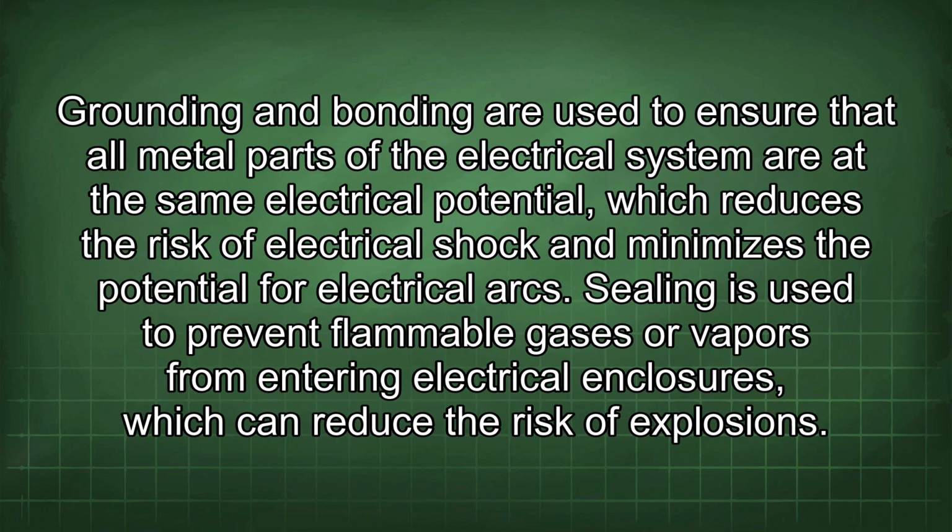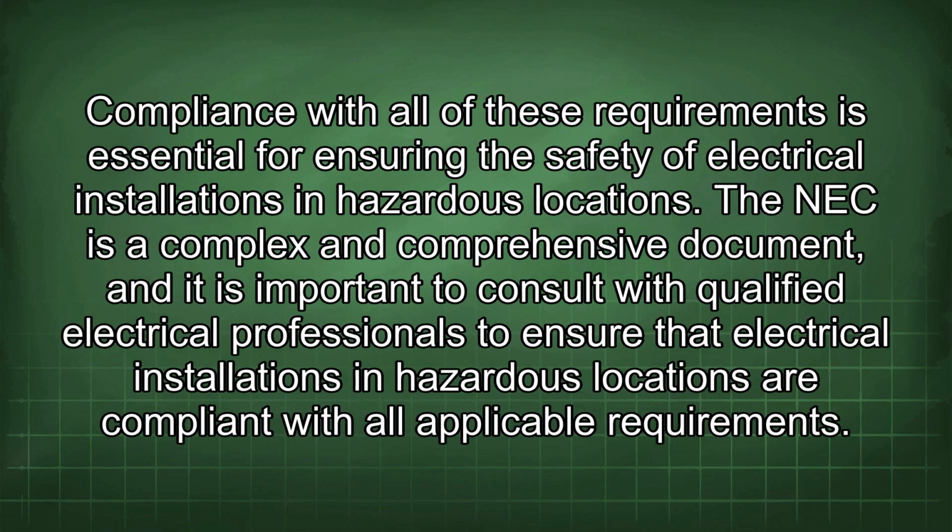Grounding and bonding are used to ensure that all metal parts of the electrical system are at the same electrical potential, which reduces the risk of electrical shock and minimizes the potential for electrical arcs. Sealing is used to prevent flammable gases or vapors from entering electrical enclosures, which can reduce the risk of explosions. Compliance with all of these requirements is essential for ensuring the safety of electrical installations in hazardous locations.